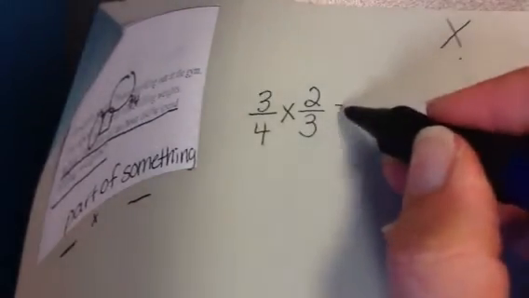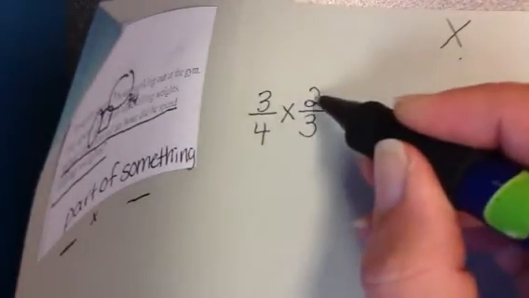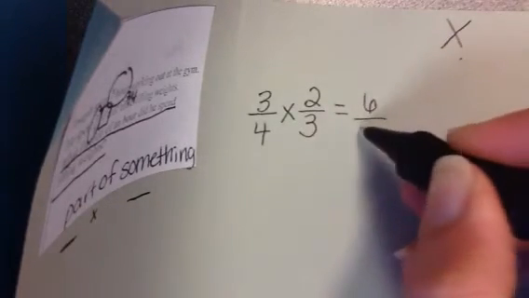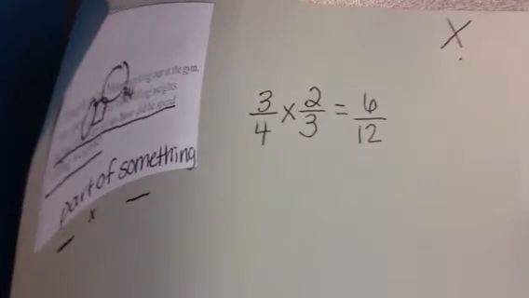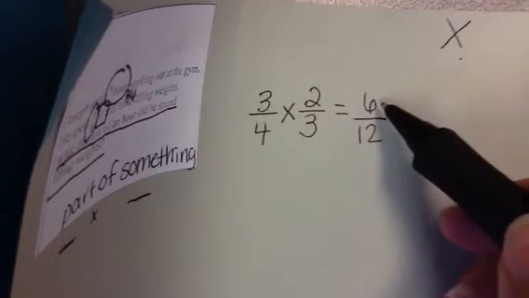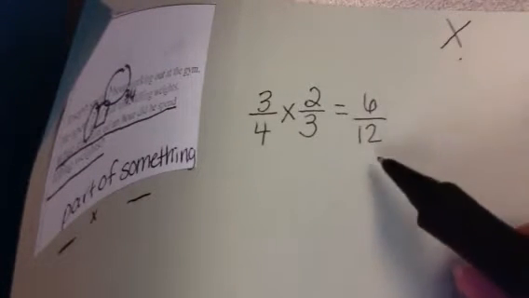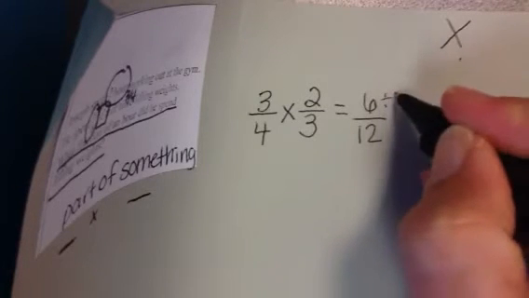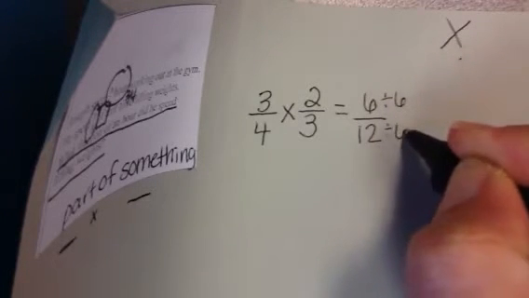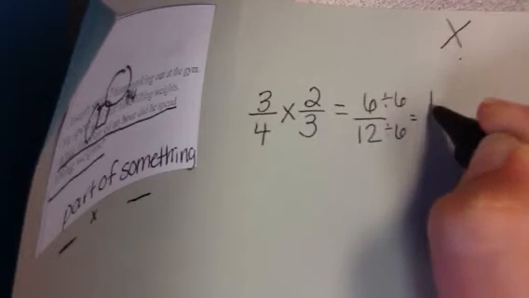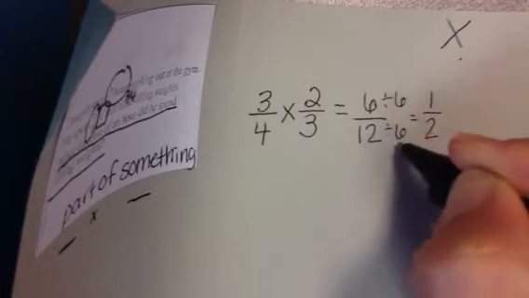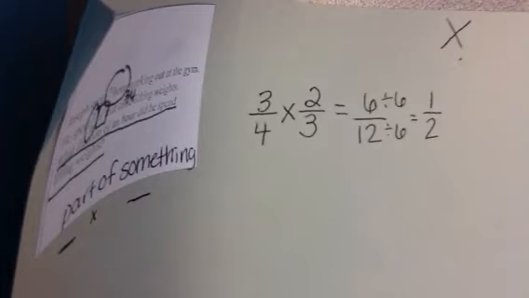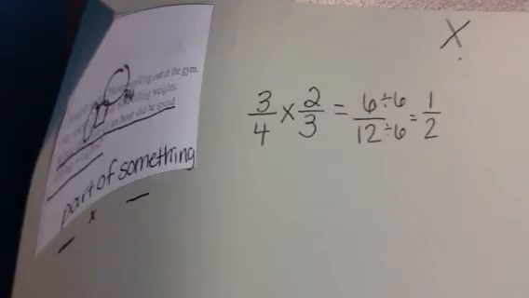This is a super easy one to solve because I don't have any mixed numbers. I can just do 2 times 3 is 6. 4 times 3 is 12. That can be simplified. Some of us know right away 6 is half of 12. So I can divide this one by 6 and this one by 6. Divide it in half. 12 divided by 6 is 2. Split it in half. Okay, I'm going to move to my next one.